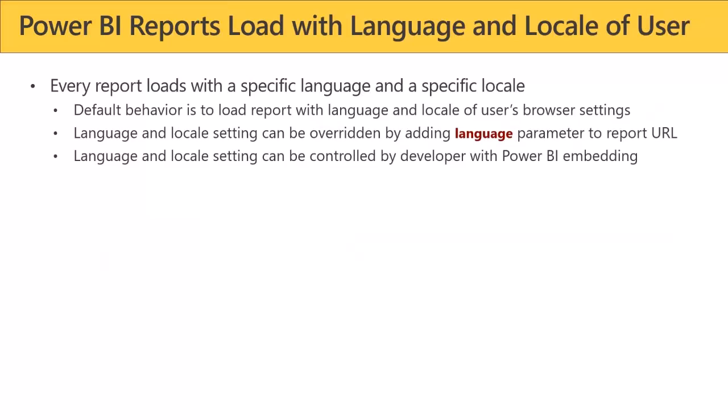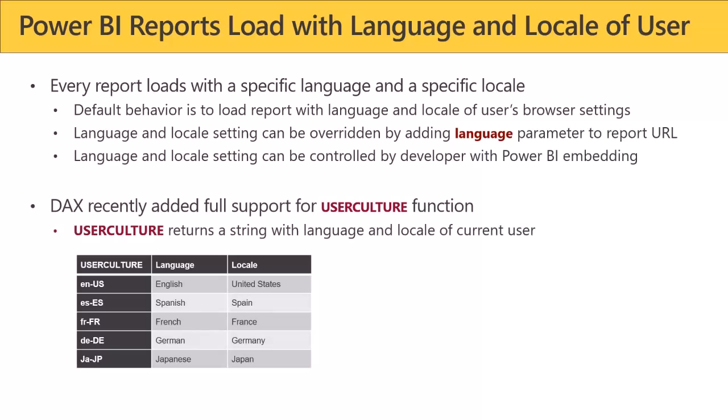Now, let's look at how reports load in the Power BI service. The default behavior whenever a report loads is that the Power BI service sets up a context for that user, that includes the user's language and the user's locale. By default, that information is taken from the user's browser setting. You can override that by adding a language parameter to the URL. That's what we do quite a bit when we do testing, and sometimes we need to use that for the way that we deploy things.